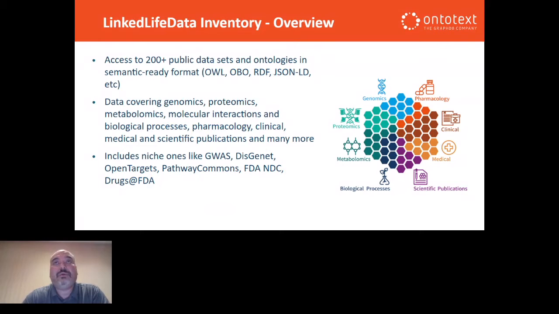With those data sets we can cover various knowledge domains in the life sciences and healthcare, ranging from genomics, proteomics, metabolomics, molecular interactions, pharmacology, clinical, medical, and scientific publications. You can think of the well-known data sets in these domains like UniProt, ChEMBL, ChEBI, the Unified Medical Language System, all the medical terminologies like SNOMED CT, LOINC, ICD-9, 10, also some specific domain ontologies like Gene Ontology, Cell Ontology, and other terminologies used quite often in the domain.